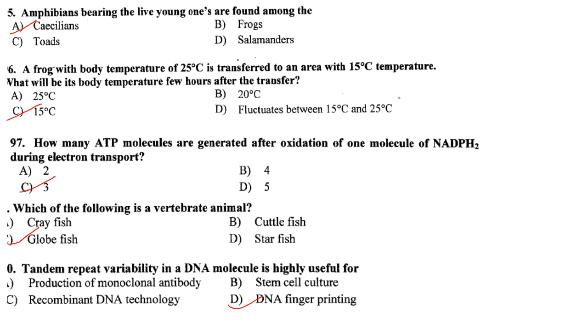The next one. How many ATP molecules are generated after oxidation of one molecule of NADPH2 during electron transport? So answer is option 3. Option C, 3. Which one of the following is a vertebrate animal? So crayfish is invertebrate, cuttlefish is invertebrate, starfish is also invertebrate. So vertebrate animal is globefish. Answer is option C. Tandem repeat variability in a DNA molecule is highly useful for. So it is highly useful for DNA fingerprinting. Answer is option D.